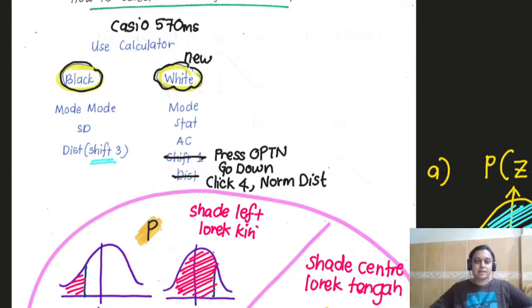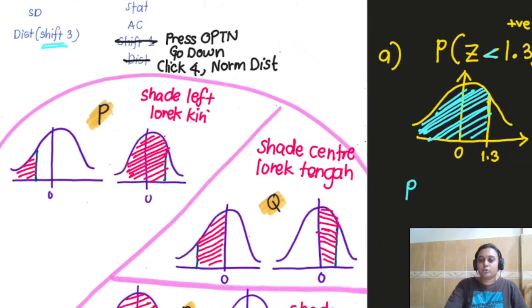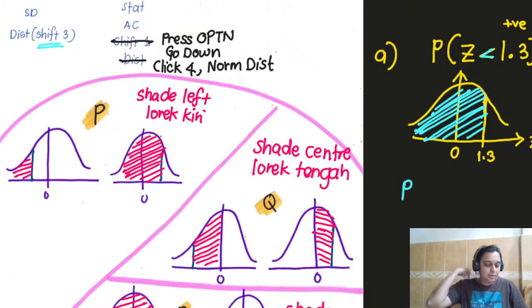Okay, one more time. Mode 2 times. Press SD. Then to get the distribution, you must tekan shift and number 3. Okay, press ready. Can you see the letters P, Q, R all? Okay, to press the P, you see what number comes out. Is it number 1? To press P, you press and then it comes out like this.